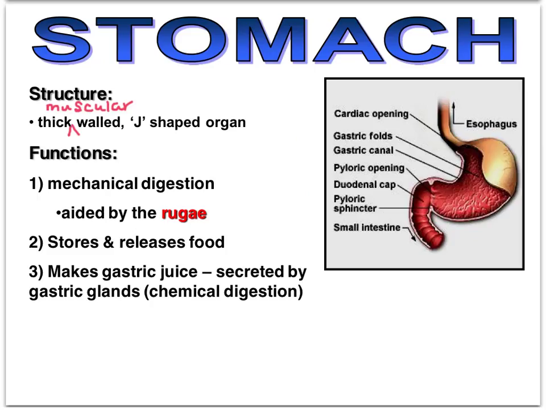So once that bolus has passed that cardiac sphincter, it has entered into this thick, muscular, J-shaped organ. Now, it is a muscular organ so that it has the ability for the mechanical digestion to occur.